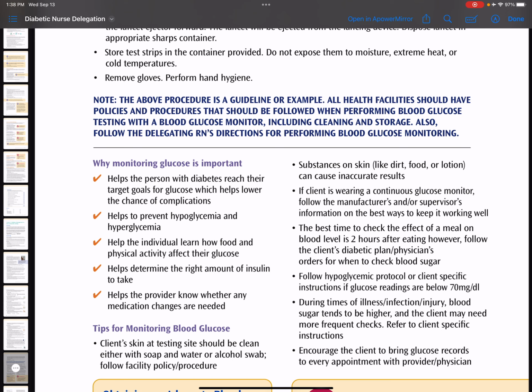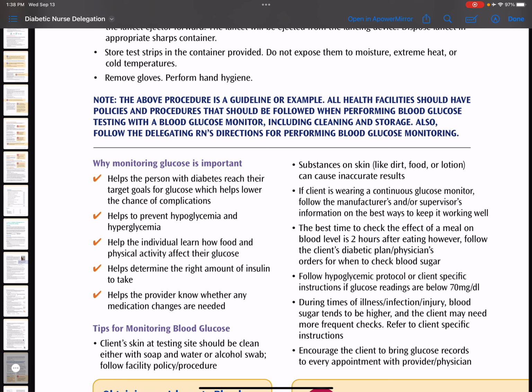A testing site should be clean, and you have to know the best time to check the blood sugar. Usually, if we have to check it, we need to check it 2 hours after the person ate, and we need to know hypoglycemia protocols generally, and we need to encourage the client to bring the glucose record to every appointment with a provider or physician, because they usually want to see the readings.